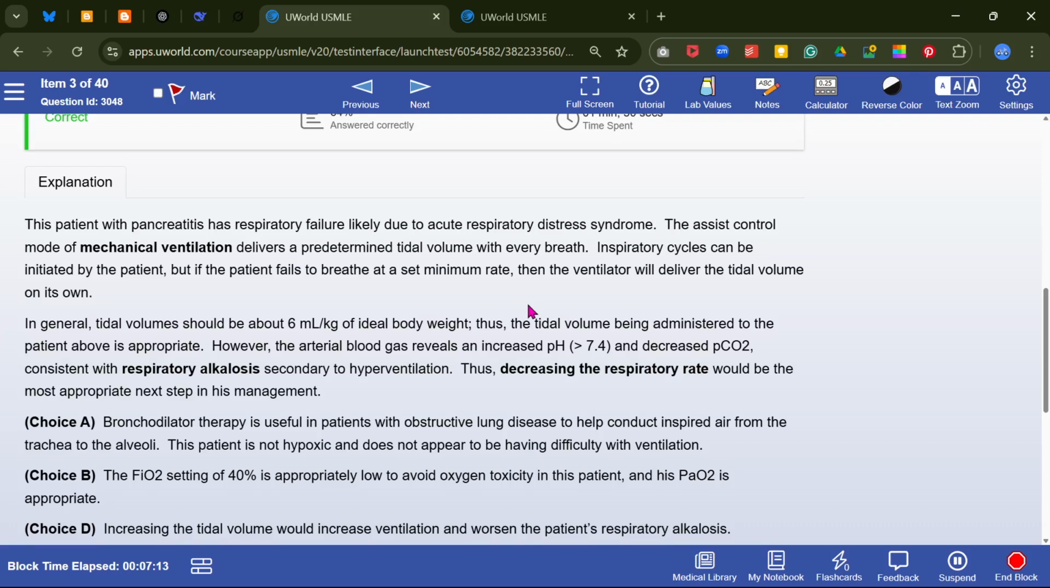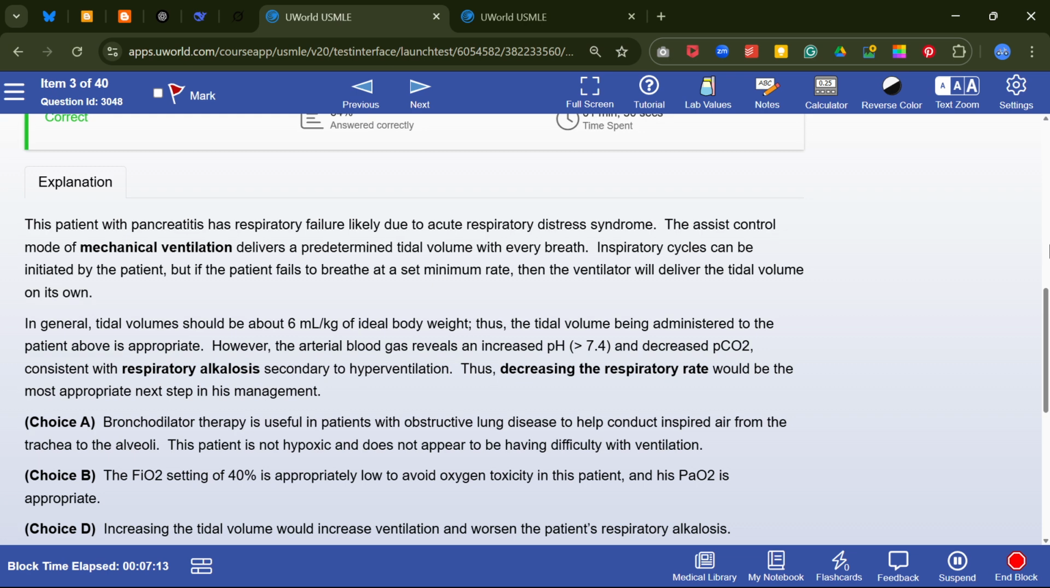Inspiratory cycles can be initiated by the patient, but if the patient fails to breathe at a minimum rate, then the ventilator will deliver the tidal volume on its own. In general, tidal volumes should be about 6 ml per kg ideal body weight. Thus, the tidal volume being administered to the patient above is appropriate.